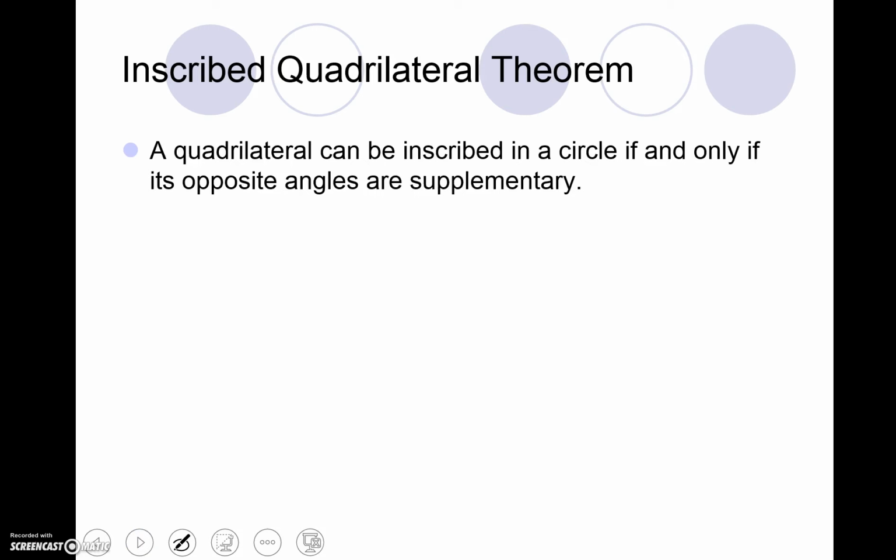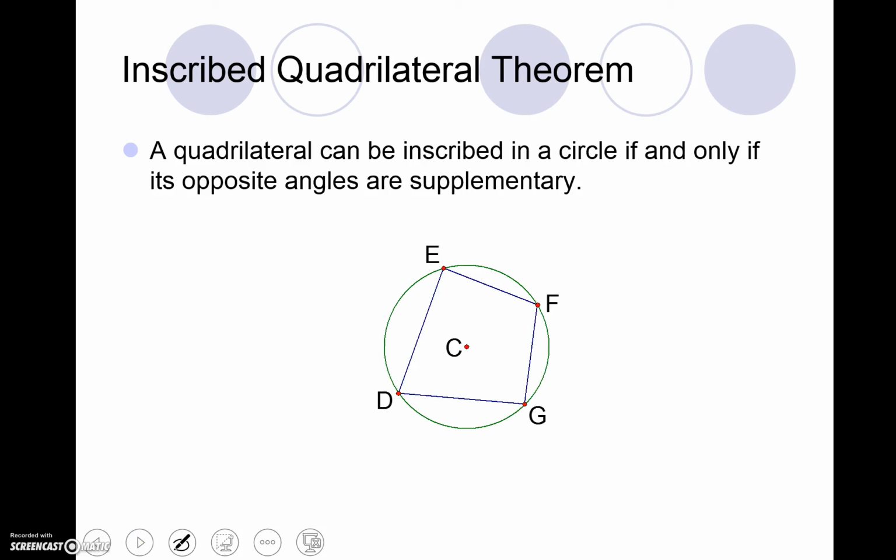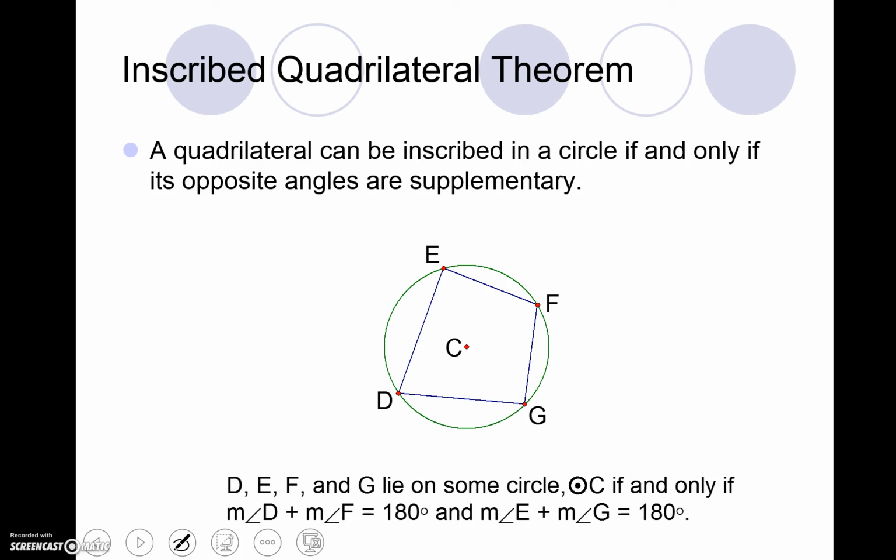Moving on to quadrilaterals now. Quadrilaterals can be inscribed in a circle if and only if the opposite angles are supplementary. So think back to, say, parallelograms. We always said the angles next to each other are going to be supplementary. This is the opposite. Instead of having them next to each other, we want them across from each other. So angle D and angle F are going to be supplementary, and angle E and angle G are going to be supplementary. Those are what's going to add up to 180.